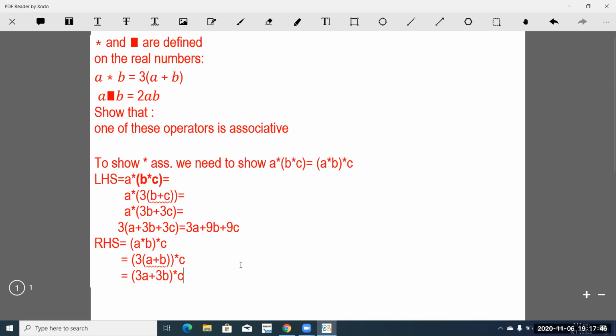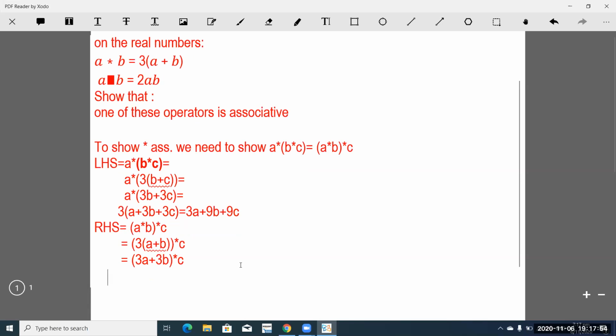Now what's 3A plus 3B star C? 3 times 9A. How do you get 9A? It's not going to be 3 times 3A. It's going to be 3 times. Oh, you're expanding it all the way out already. So don't expand it as yet.